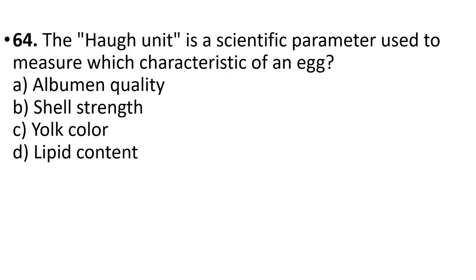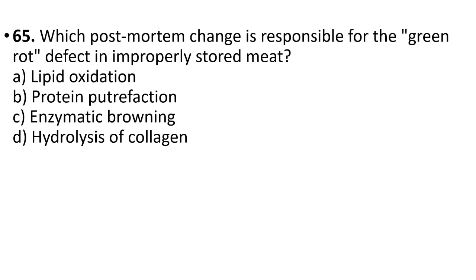64. The Haugh unit is a scientific parameter used to measure which characteristic of an egg? Albumin quality, shell strength, yolk color, lipid content. Your answer is option A, albumin quality.